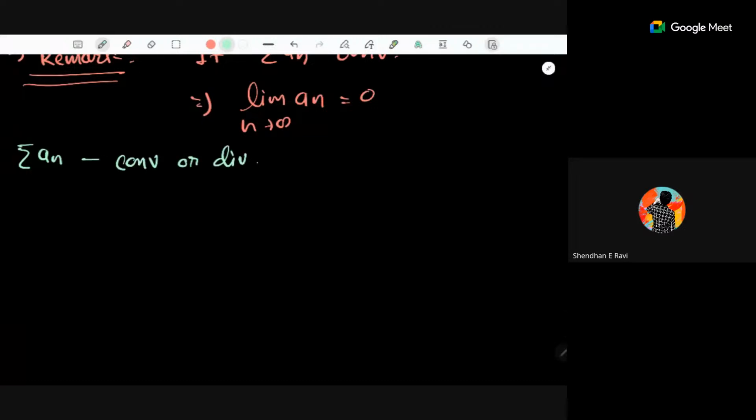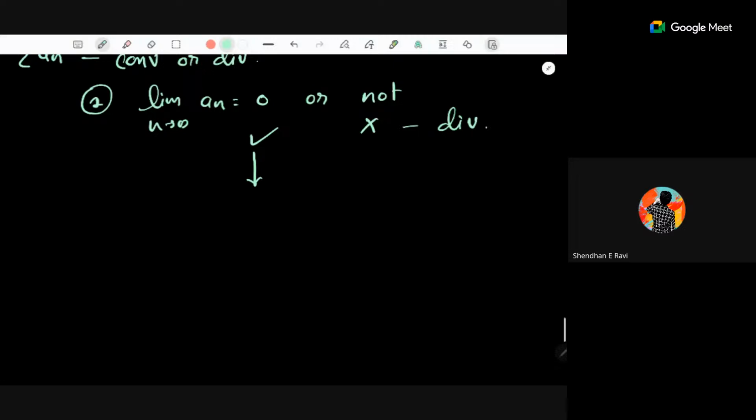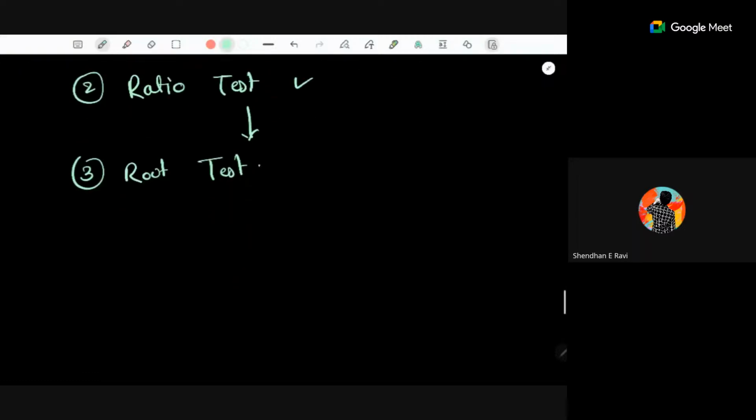Suppose a series is given to you, and they ask about convergence or divergence. What do we have to do? The first step is to find the limit: is the limit as n goes to infinity of a n equal to 0 or not? If it is not 0, then we say it diverges. If it is 0, then we proceed further and go to the ratio test. If the ratio test is applicable, that's okay. If not, we go to the root test. And at the end, if the root test won't work, we go to the comparison test.